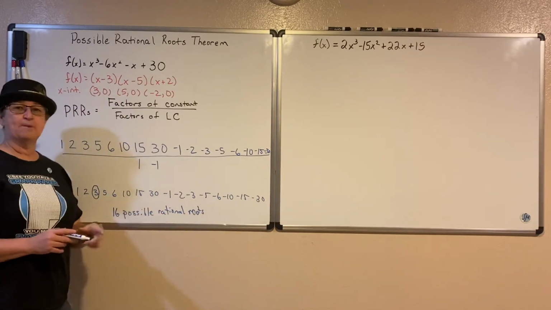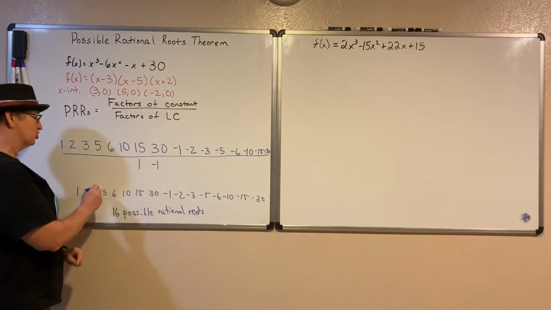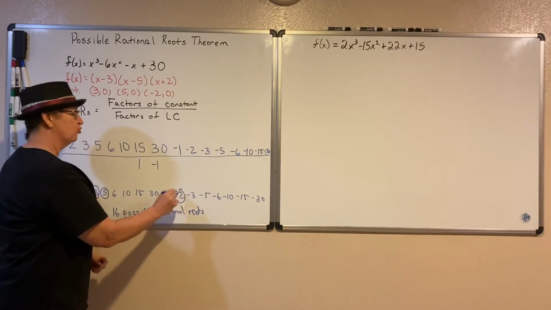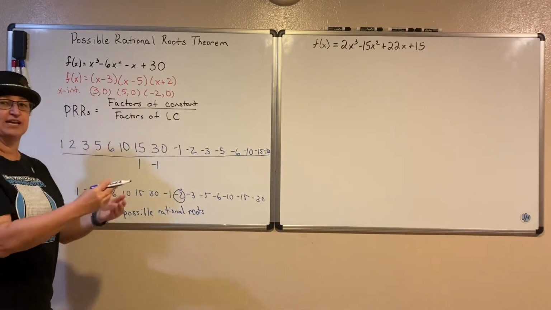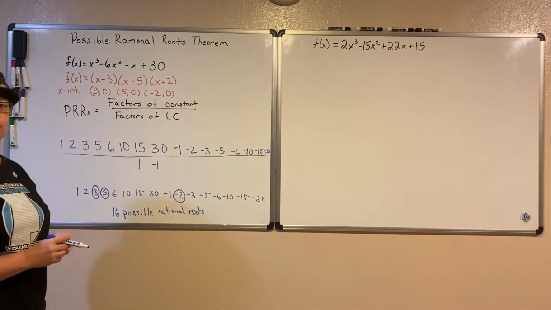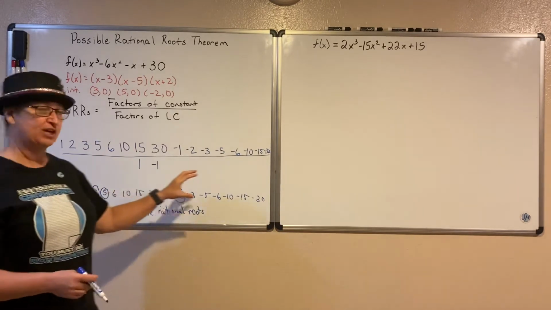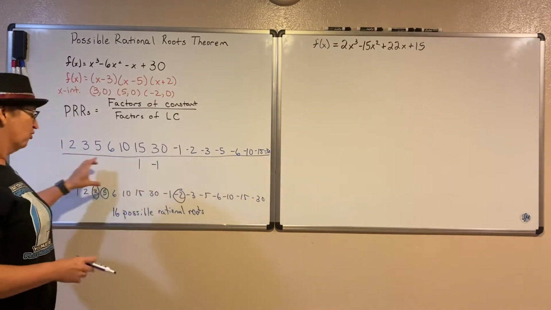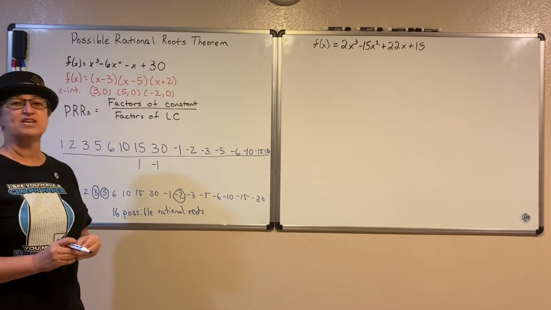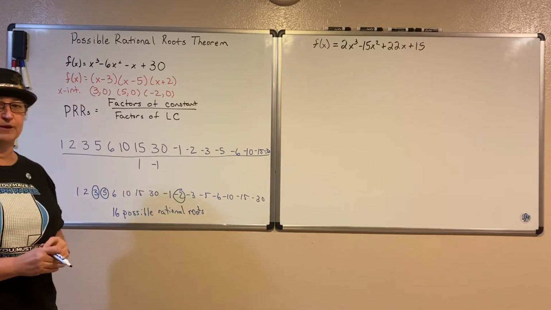There were 16 possible rational roots, but only 3 of them actually worked. 3, 5, and -2 were the 3 that actually gave us 0 when we plugged them in for x, gave us those root values. So we took an infinite number of possibilities and narrowed it down to 16 possibilities. And then we used synthetic division to find the actual roots, to actually factor our polynomial.